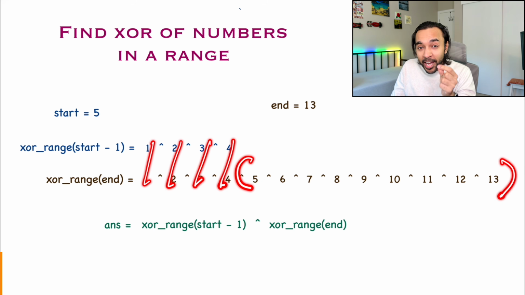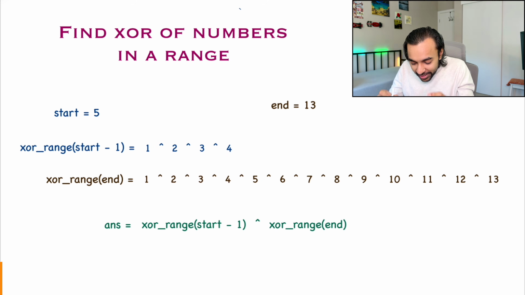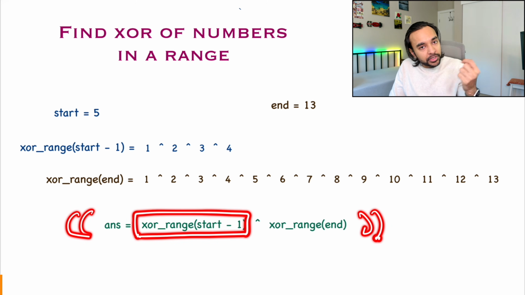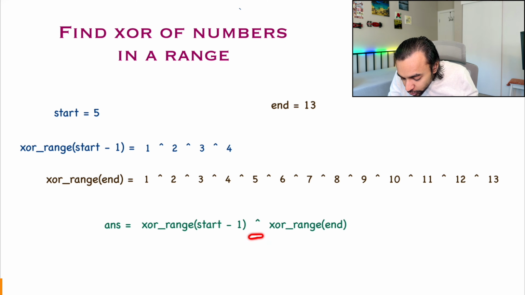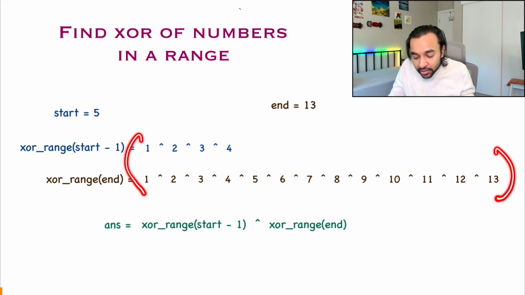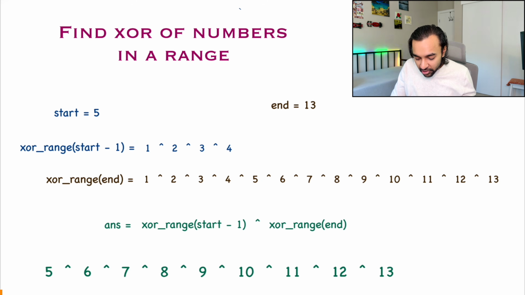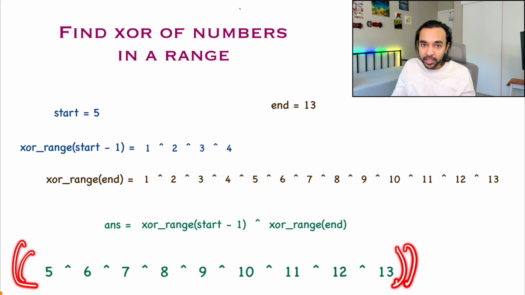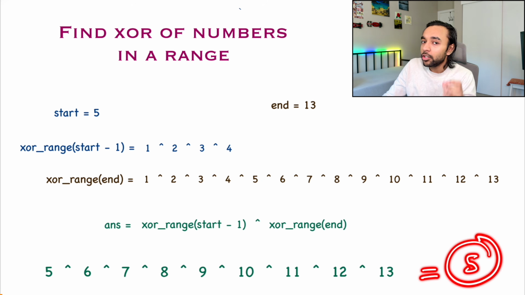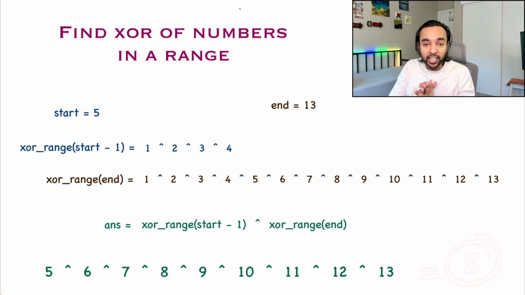So notice how with just a little trick, we are able to come up with the solution. So is it safe to say that my answer will be the XOR of the range of numbers from start -1, XORed with the XOR of the range of numbers up till end? So you're essentially XORing both of these, and that will give you the final range, and the answer to this entire thing turns out to be 5. You can just fire up a Python interpreter and check it out.